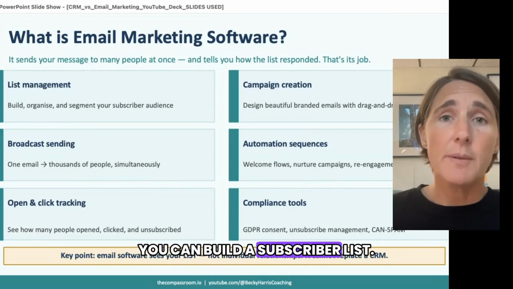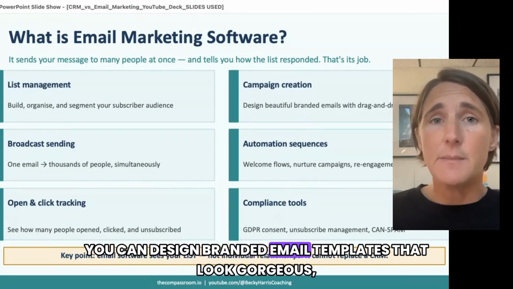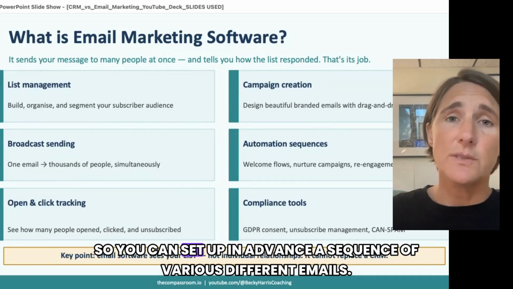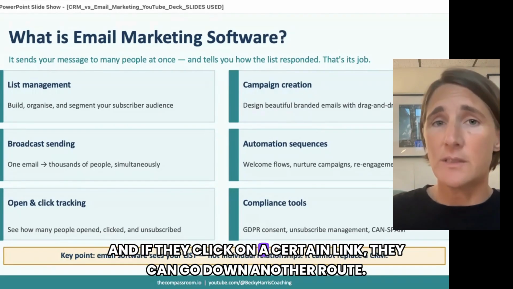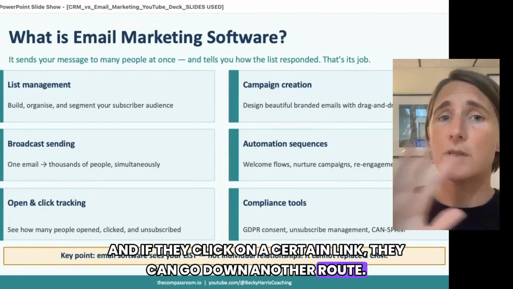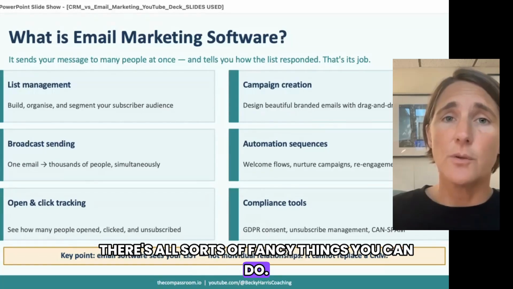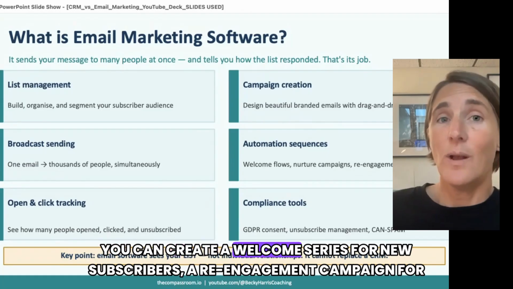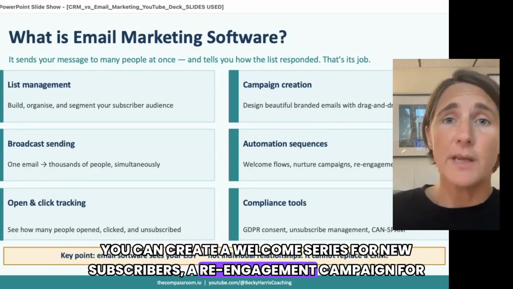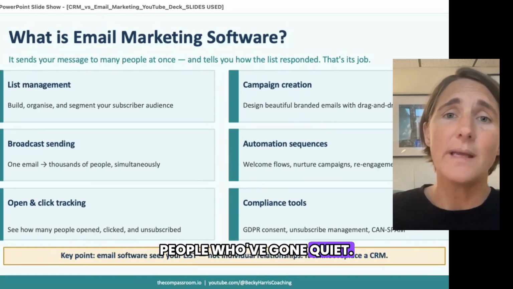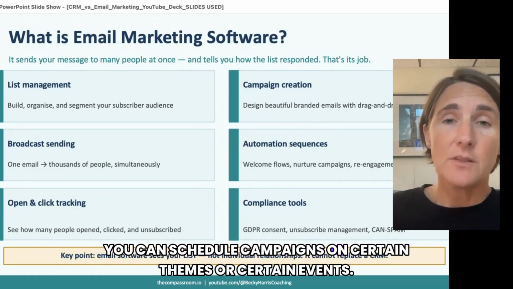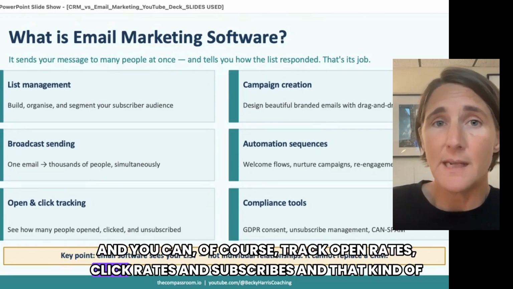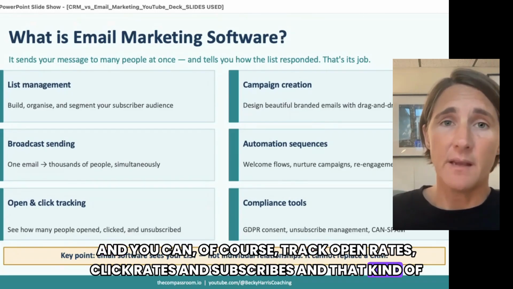You can build a subscriber list. You can design branded email templates that look gorgeous. So you can set up in advance a sequence of various different emails. And if they click on a certain link, they can go down another route. There's all sorts of fancy things you can do. And again, we can talk about that in future videos. You can create a welcome series for new subscribers, a re-engagement campaign for people who've gone quiet. You can schedule campaigns on certain themes or certain events. And you can, of course, track open rates, click rates, unsubscribes, and that kind of thing.